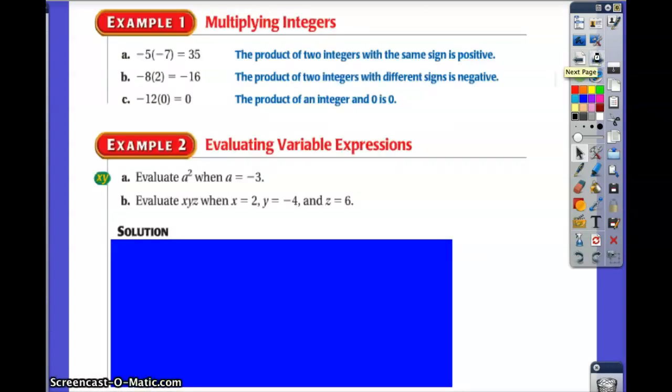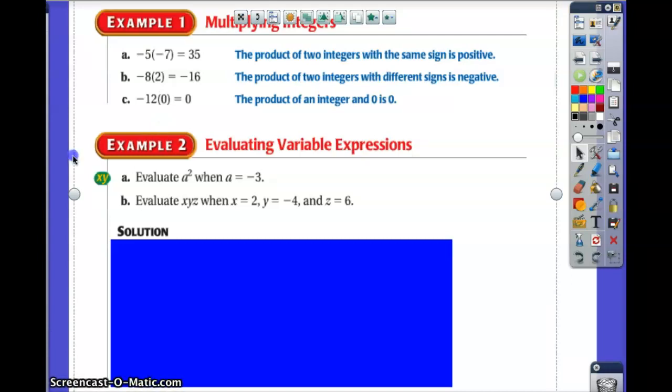Here are some examples of multiplying integers. First on A, you've got a negative 5 times a negative 7. In this case, the signs are the same. So when multiplying integers, if the signs are the same, your answer is a positive, in this case 35. On B, it's a negative 8 times a positive 2. Signs are different, so your answer is going to be negative 16. Then next, you've got negative 12 times 0, and of course, anything times 0 is just 0.